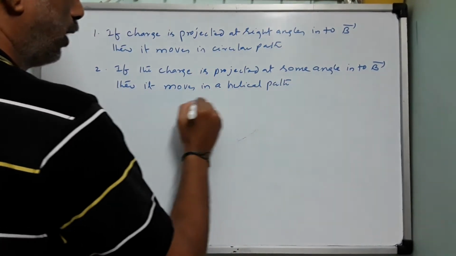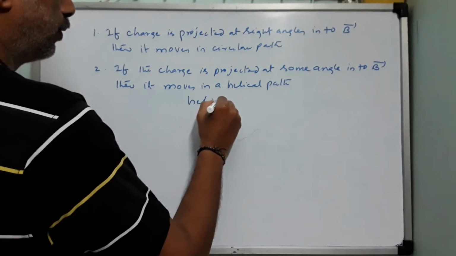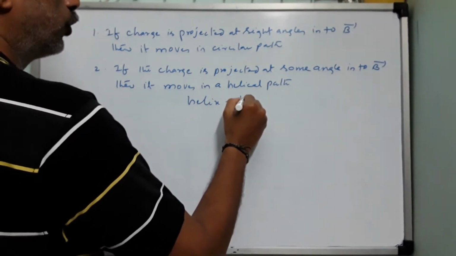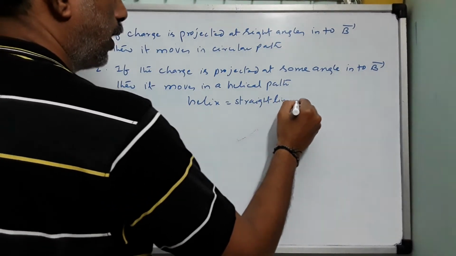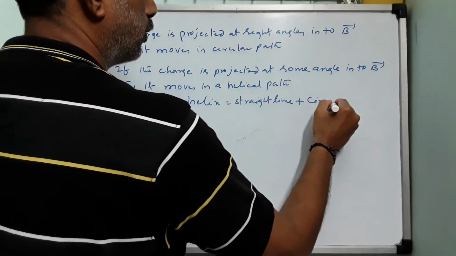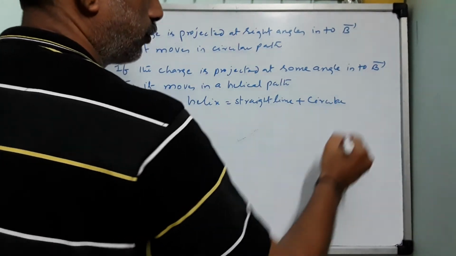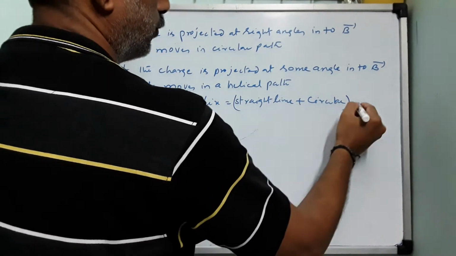What is a helical path? A helix is the combination of straight line motion plus circular motion. Motion is common.